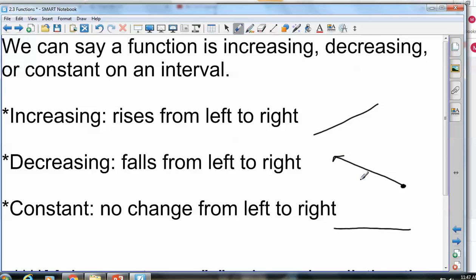The key for all of these is the from left to right thing. When I give something like this, people always want to tell me that's increasing because the line's going up. But as you go from left to right, it is falling. So don't let those arrows confuse you. You're going just from left to right.